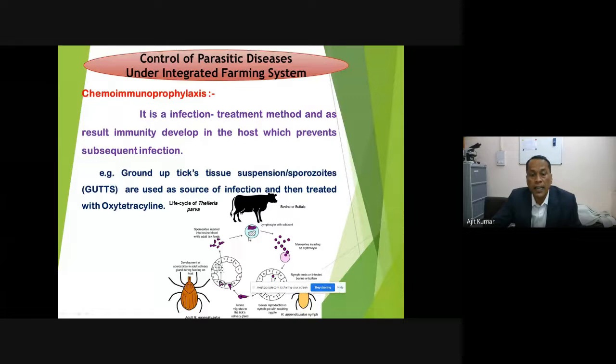In case of Theileria infection, the tick acts as a vector. Theileria is a hemoprotozoan parasite which is transmitted by the tick. The infective stages are sporozoites, which are inoculated into the host during blood sucking of the tick. Then the infection can be controlled by the chemical oxytetracycline. Then immunity develops in the livestock to prevent Theileria infection for a long duration. So in this method, by giving the infection, we can control it with the chemical, then develop immunity to prevent Theileria infection in the livestock. This is the chemoimmunoprophylaxis method.